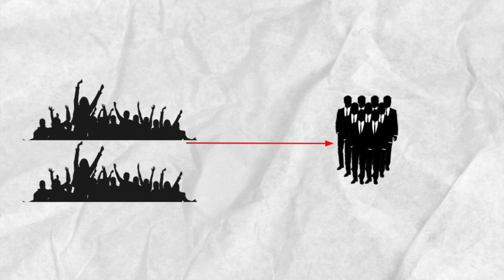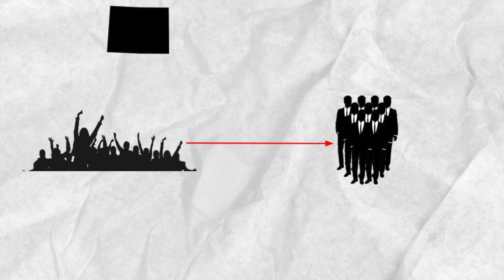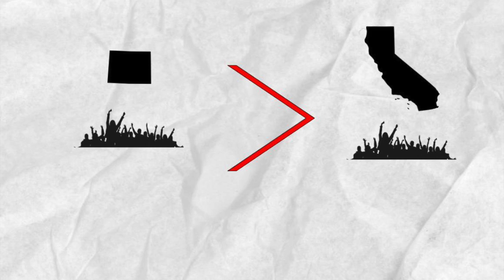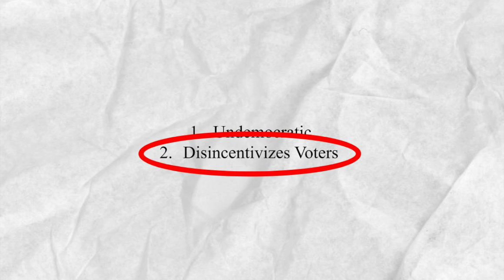Because the minimum number of votes per state is 3, the population to electoral vote ratio is wildly different in different states. As I said earlier, in places like Wyoming, the ratio of population to electoral votes is much lower than in the more populous places like California. This leads to people living in smaller states having their votes be worth significantly more than those of people living in bigger states. I don't think I have to spell out why that's undemocratic, so let's just move on to the other point. It disincentivizes voters.